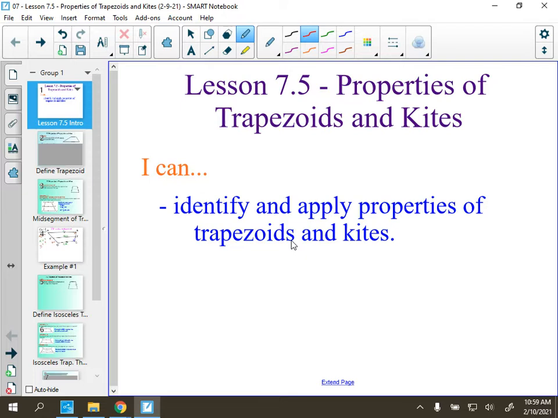Welcome to lesson 7.5 geometry notes, properties of trapezoids and kites. So we'll wrap up chapter 7 here, look at a couple new types of quadrilaterals, some properties, ways to show a figure is a trapezoid or a kite, and look at some algebraic situations where it may ask you to find a side length, an angle measure, that type of thing. So let's get it going. Make sure we're adding this stuff to our notes.